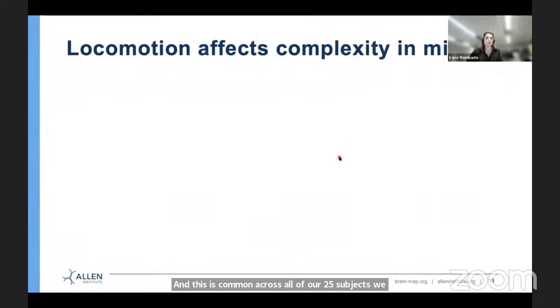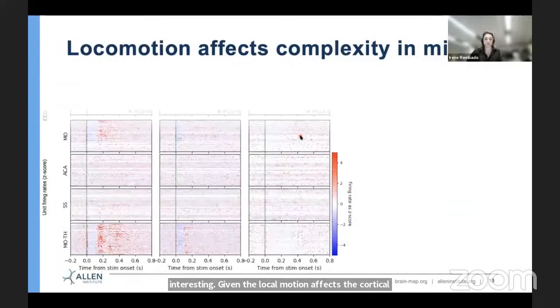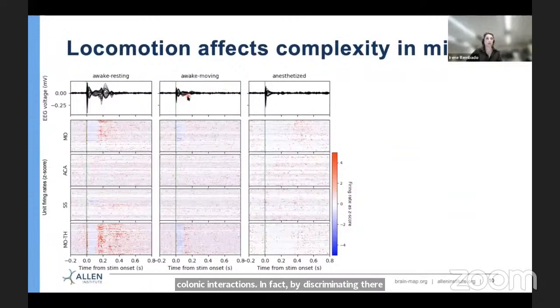Interestingly, even the locomotion affects the cortical thalamic interactions. In fact, by discriminating the awake trials based on movement, we observe that the late component of the EEG signal are reduced when the animal is moving. And this is also reflected in the unit responses, where the initial activation, the inhibition, and the rebound activity are also reduced in magnitude when the animal is moving compared to when the animal is resting. Again, the PCI is capturing these differences.